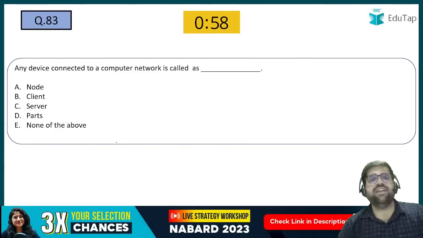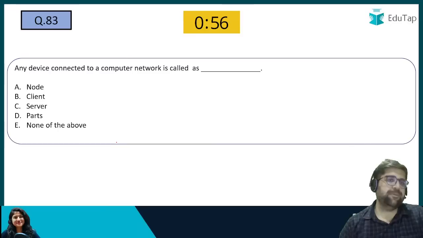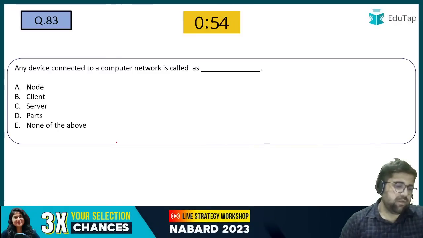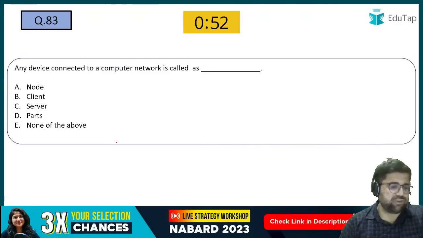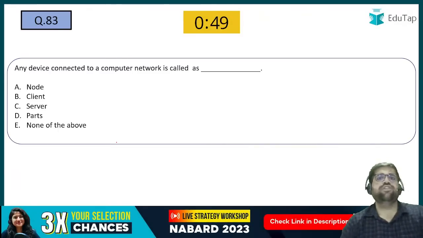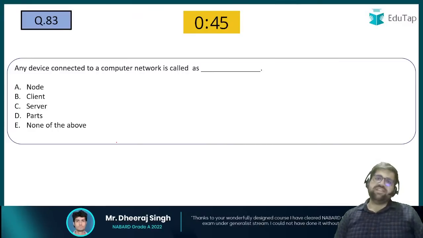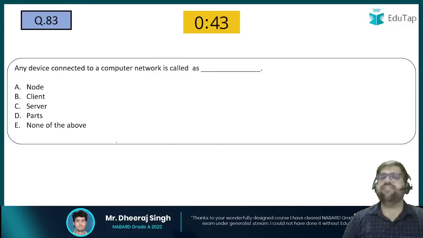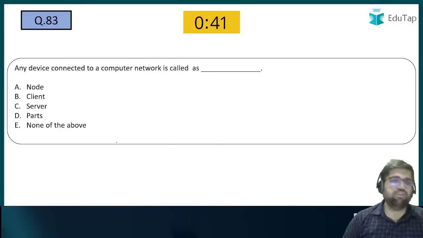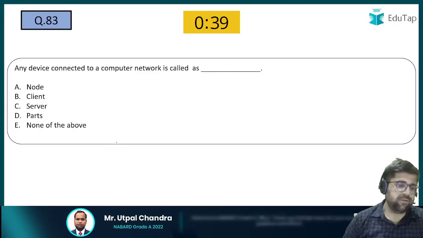Any device connected to computer network is called as what? It is very good, Viraj, to skip questions. But mind you, now onwards, do not skip this question. If anyone asks you how many layers are there under OSI model, then your answer should be 7. Question number 83 right now.